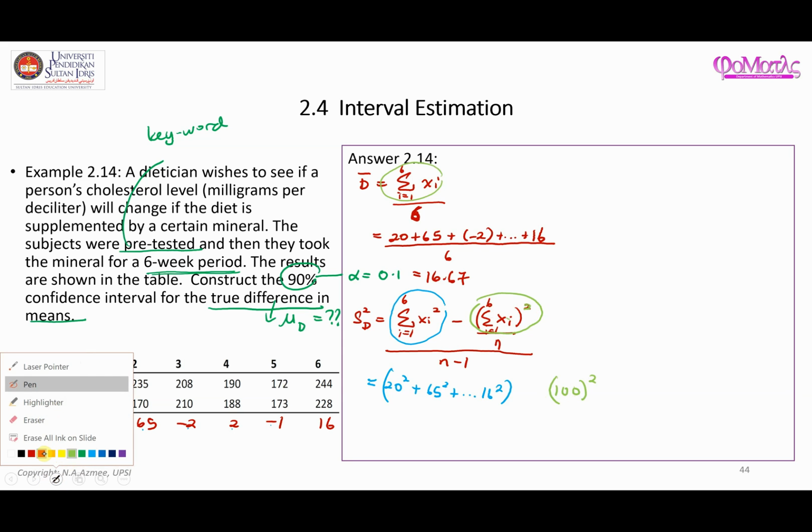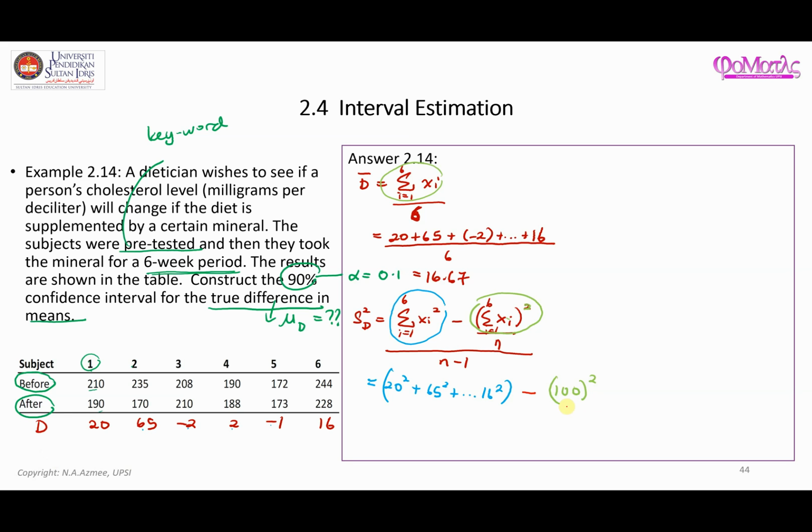Next, minus this over n, which is over 6, and this one is n minus 1, which is over 5. Once you punch the values into your calculator, you get the answer 644.6667. Therefore the standard deviation for this data is the square root of this number, which is equal to 25.3903.